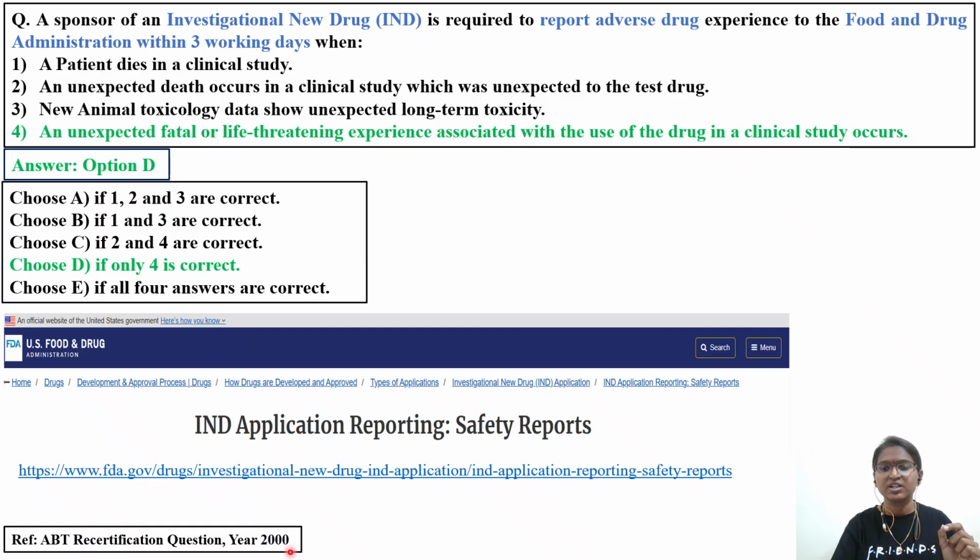This question is taken from the year 2000 exam. But when I looked into the FDA website, here I have given the link as well as the screenshot from the FDA page, IND application reporting safety reports. In this note, instead of 3 days, they have mentioned 7 working days. So what is the 7 day rule? What is this 15-day reporting rule? We will read it from this FDA question and answer document. For the time being, remember this is the concept that we are going to read: IND application reporting safety reports.